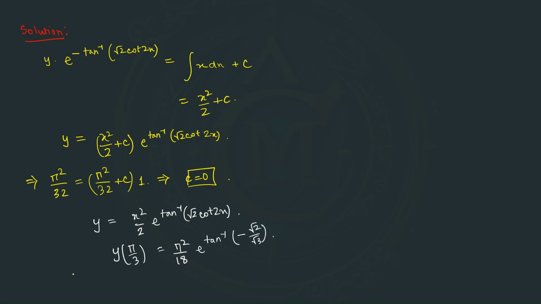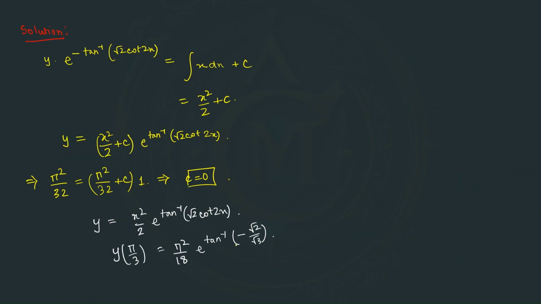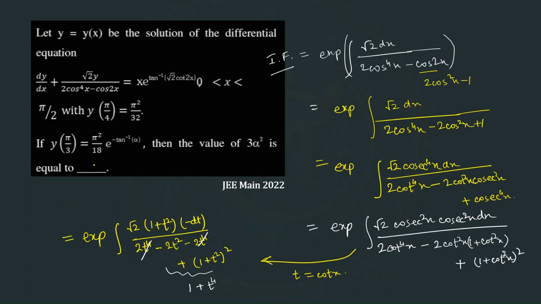Now in the question it says that this y of pi by 3 is equal to pi square divided by 18 times e to the power minus tan inverse alpha. So basically, this tan inverse of minus something we can write as minus tan inverse of that thing. So this root 2 by root 3 is alpha. We are asked to find the value of 3 alpha square. So 3 alpha square is 3 times 2 by 3, which is equal to 2. So 2 is the correct answer for this question.